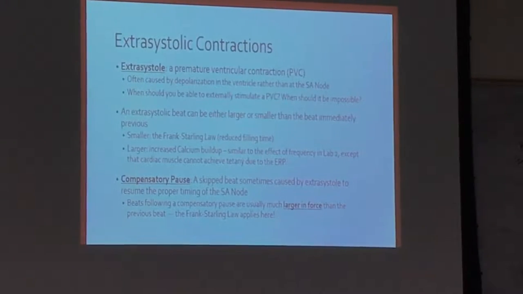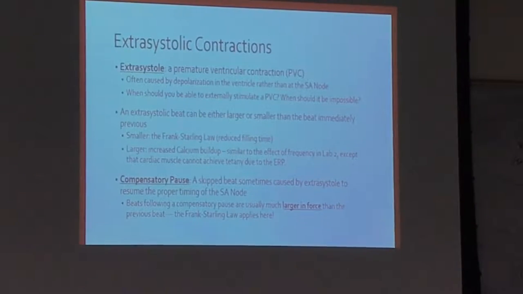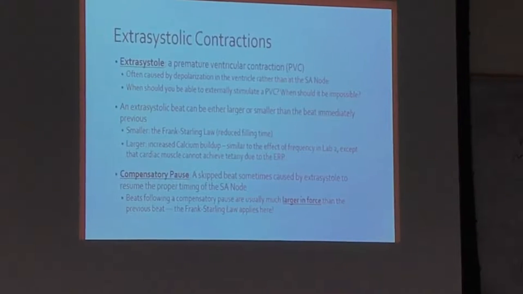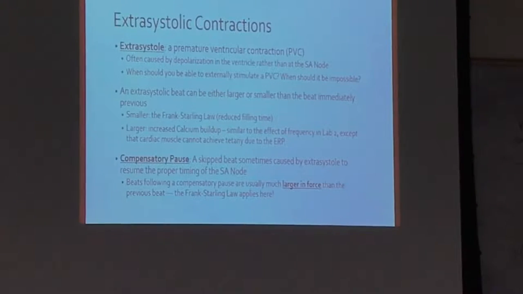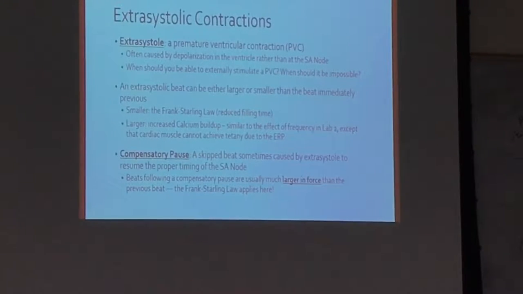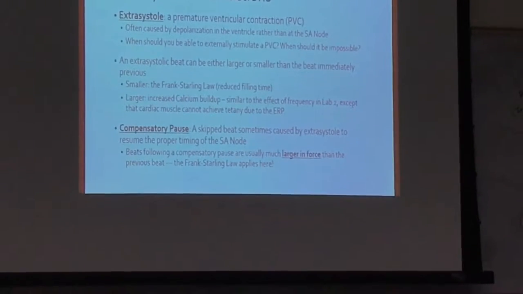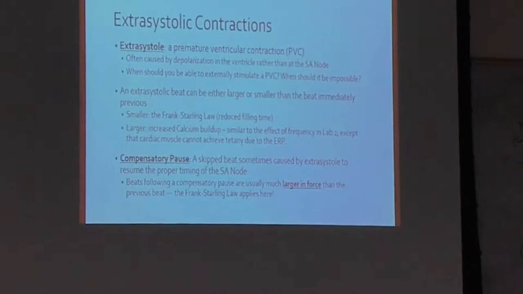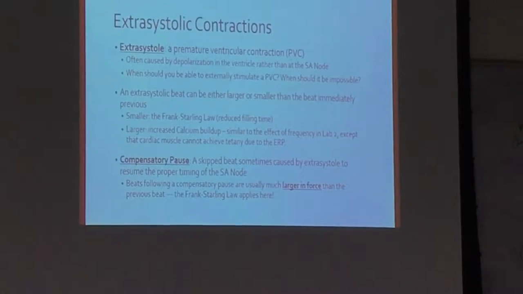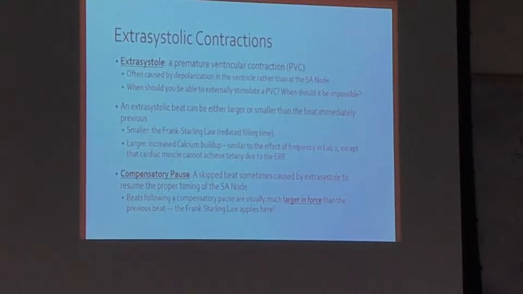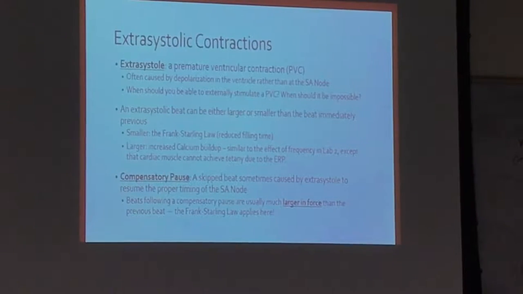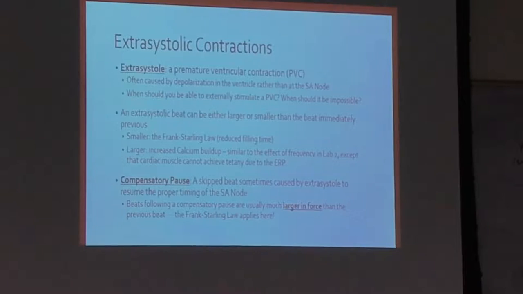And then we are going to force extrasystolic contractions in the frog. The extrasystolic is a premature ventricle contraction, caused by the depolarization of the ventricle rather than using the SA node. The extrasystolic contraction can be larger or smaller than the beat before. If it's smaller, it's due to the Frank-Starling law, because we're giving it less time to fill. If it's larger, it's due to calcium building up. That's similar to what we did in the frequency lab. Remember, calcium buildup was one of the reasons.